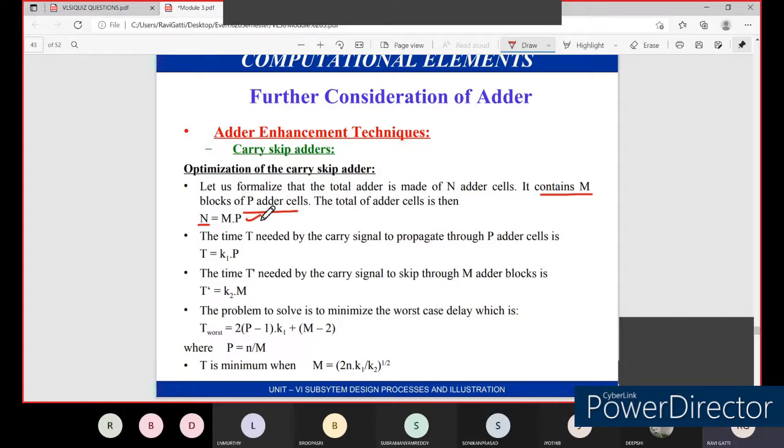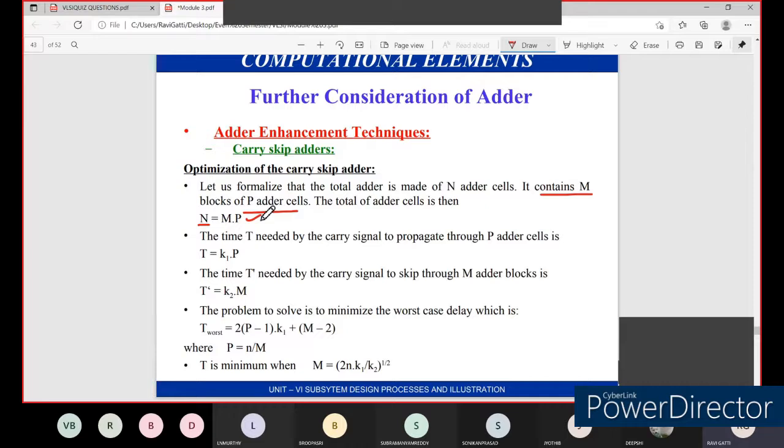So this K1 × p is the time needed to propagate the carry signal through one particular block. In the previous diagram we showed a 24-bit adder, where the first block has 6 bits and the second block has 6 bits. Here T is the propagation delay exerted by the first 6 bits of the adder. That is K1 × p.